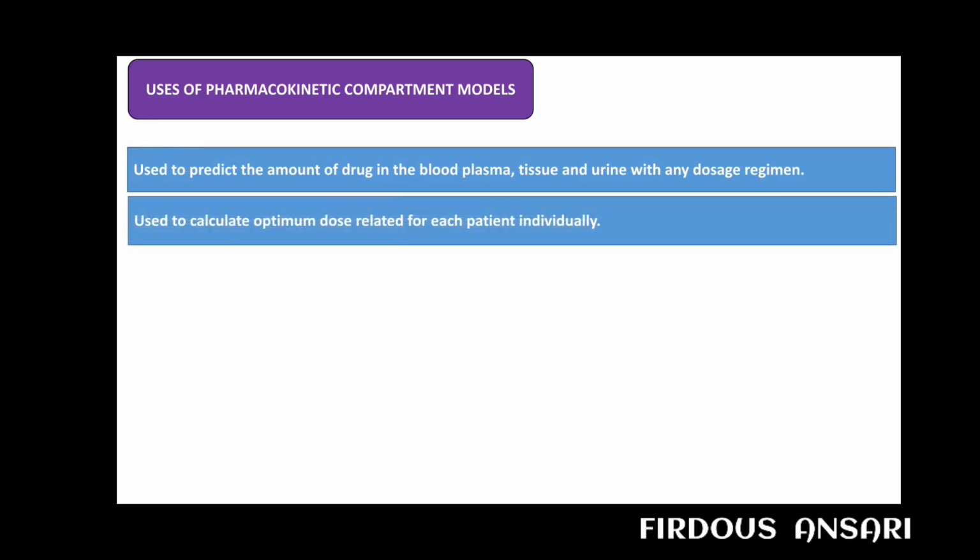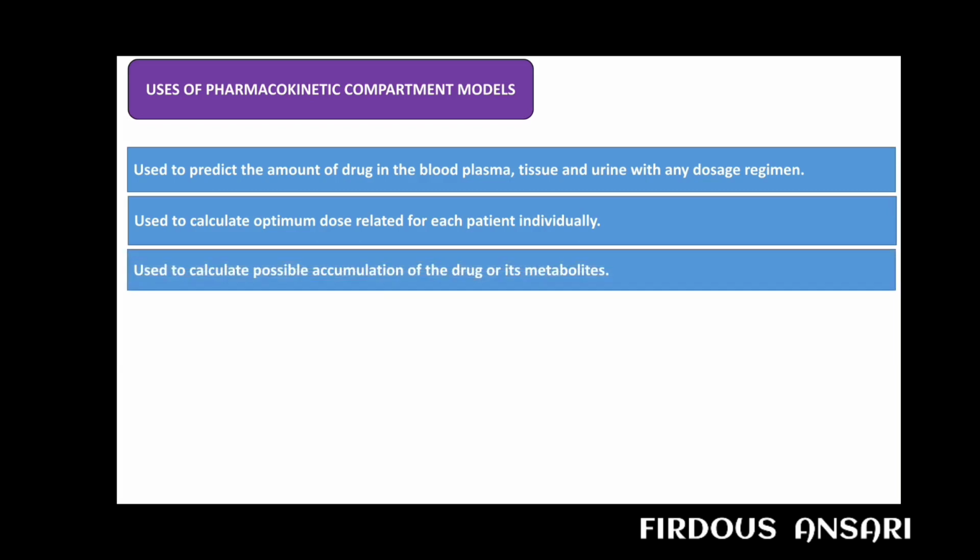Next, it is used to calculate the optimum dose for each patient individually, because here we are assessing the individual condition. What is the absorption in this particular person, what is the distribution, what is the metabolism, what is the elimination. So all these pharmacokinetic parameters change from individual to individual. Depending upon that, by getting all this data, we can calculate the optimum dose regimen for individual patients.